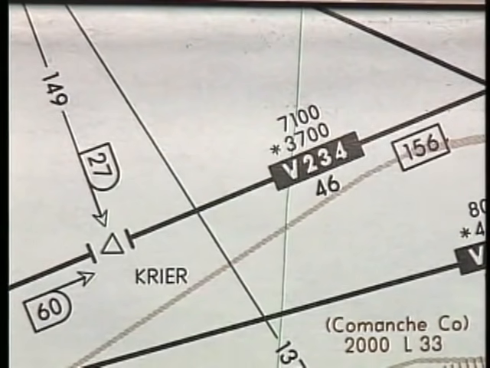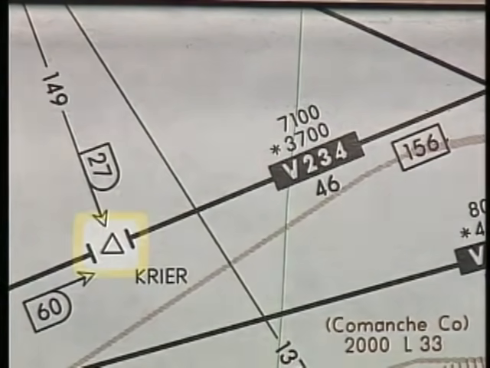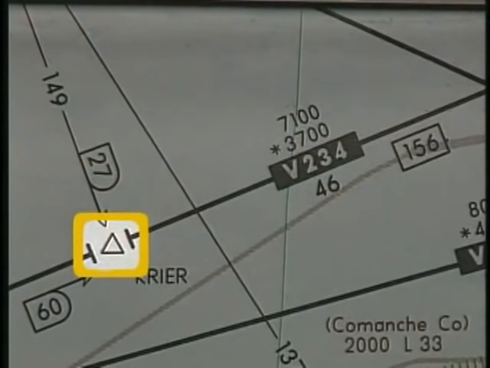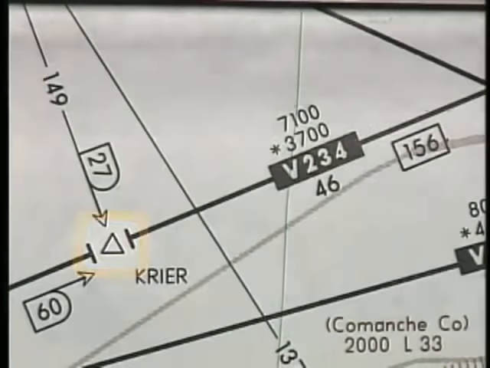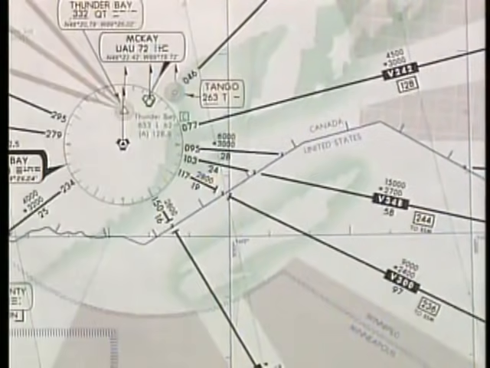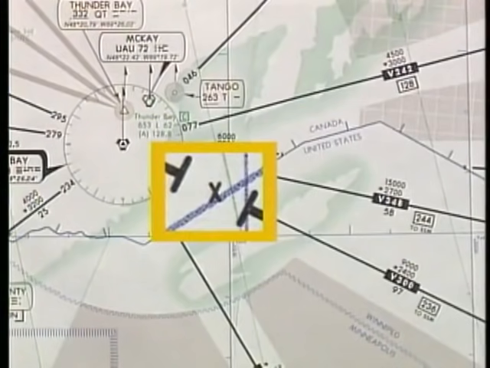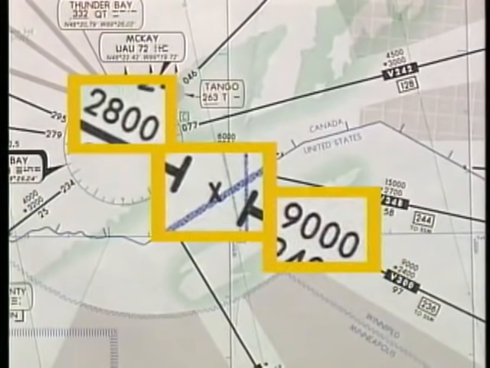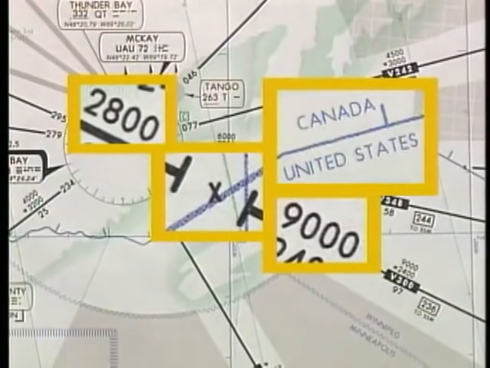To indicate that a change in MEA or MOCA occurs on a route segment at other than a navigation facility, a break in the airway is shown, and small bars are placed across the airway center line. When the point is not a designated intersection or nav aid, the mileage breakdown symbol is used. Here, the MEA changes between the United States and Canada.